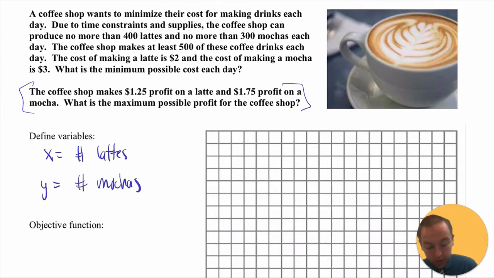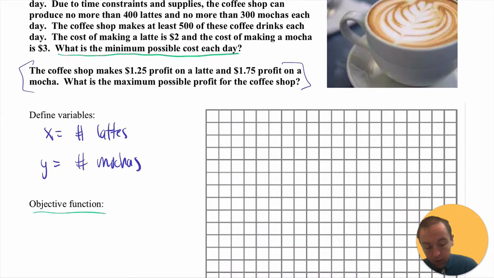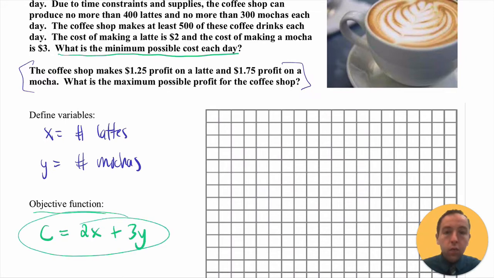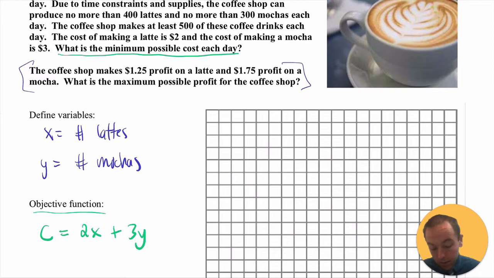So our objective function should be our goal that we want to accomplish. And the goal here is that the coffee shop wants to have the minimum amount of cost. So let's define C to represent cost. The cost here is going to be $2 per latte, added together with $3 per mocha. And that's going to be their cost. But we're going to try to find the smallest value of C to minimize their cost.